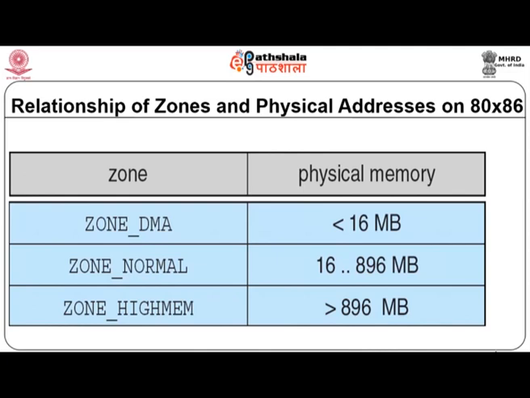Here you see that the zone DMA maps onto or refers to the physical memory which is less than 16 MB, and between 16 and 896 MB it is zone normal, and greater than 896 MB is zone high memory. Thus we see that the main memory is divided into different zones, and depending on the architecture some of these zones or all of the zones are utilized.